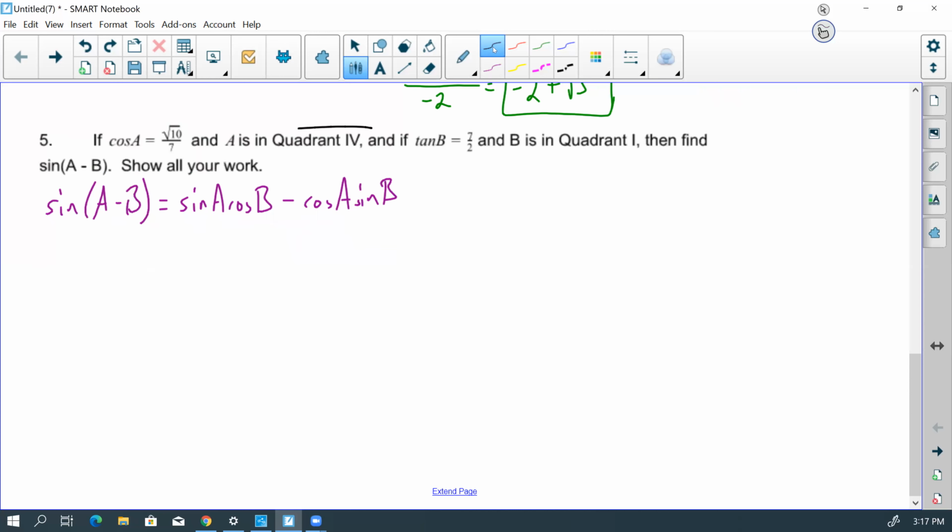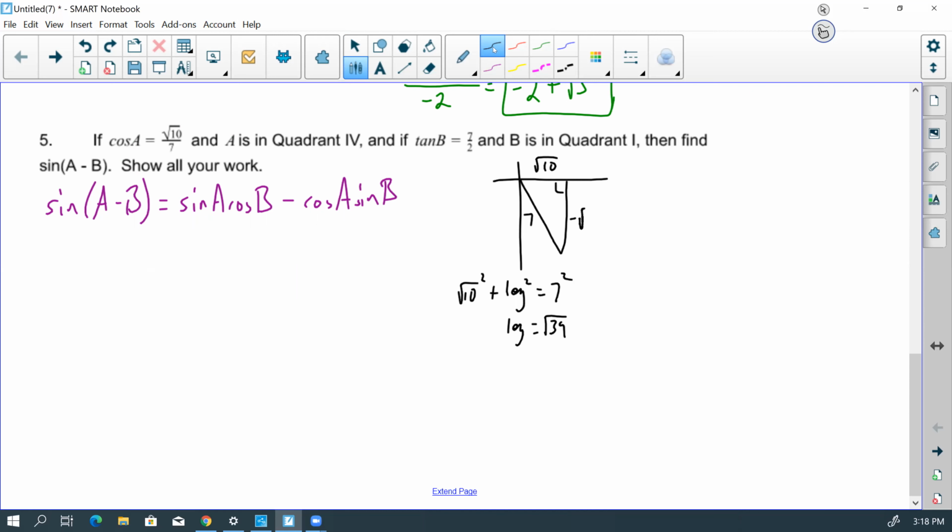A is in quadrant 4, so I'm going to draw a triangle in quadrant 4, and I know that the cosine of A is rad 10 over 7. Cosine is adjacent over hypotenuse. So to find the other leg, I use the Pythagorean theorem, and I discover that the leg is rad 39, but since I'm in the 4th quadrant, the y value is negative, so down rad 39. And this is angle A.